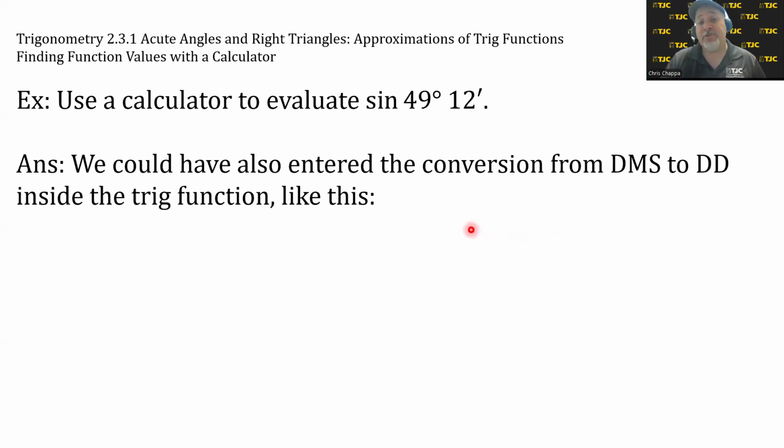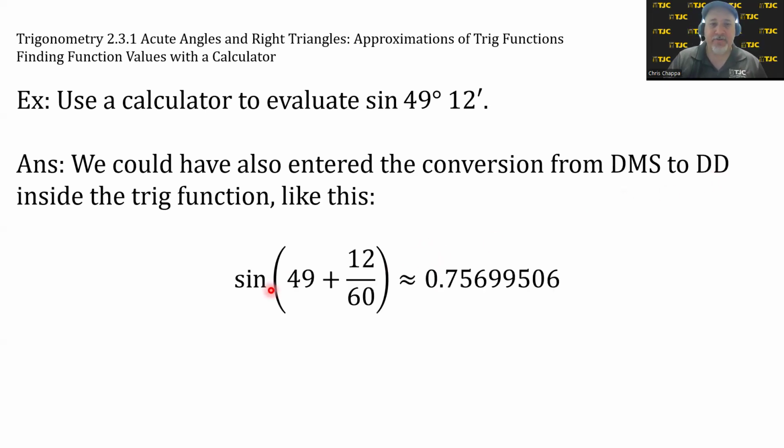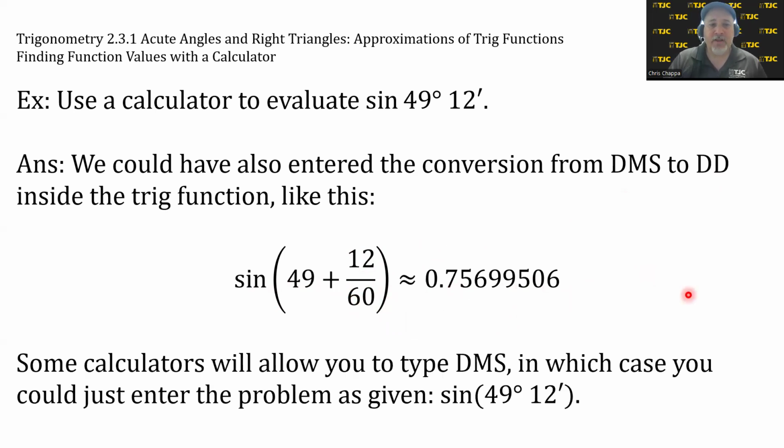Now, we could have also entered the conversion from degrees, minutes, seconds to decimal degrees inside the trig function like this: sine of 49 plus 12 over 60, and gotten the answer more directly. This is actually preferable because dividing by 60 or 3600 often results in inconvenient decimals. Now, some calculators will allow you to type degrees, minutes, seconds, in which case you would just enter the problem as it was given. Check your calculator. If you see a DMS or DD, it probably lets you do that.